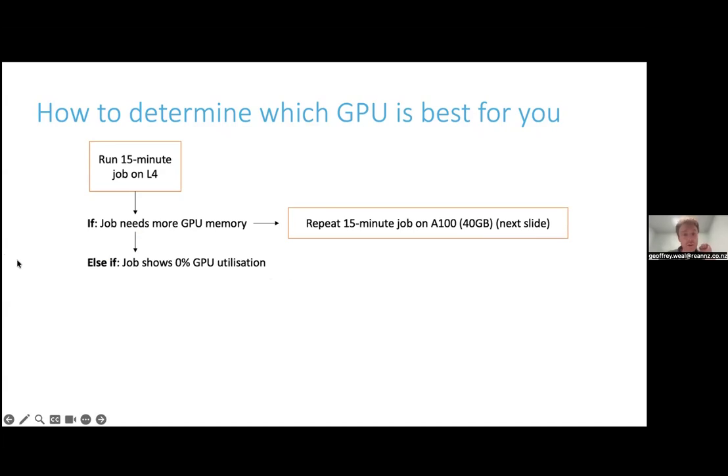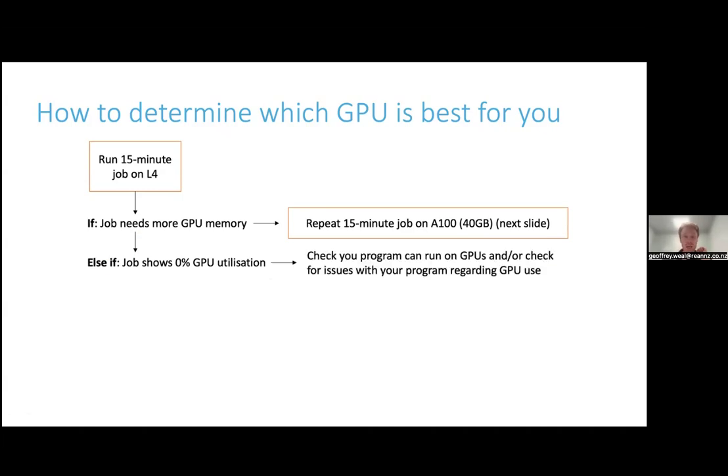The next thing that you want to figure out is, using those little 15-minute tests that we did before, using the information that we looked at before, did your job only utilize 0% of the GPU, i.e. did it utilize the GPU or not? If it didn't utilize the GPU, you might want to go back and check that your program can actually run on the GPUs or check for issues that your program might be having regarding the GPUs, particularly during that 15 minutes.